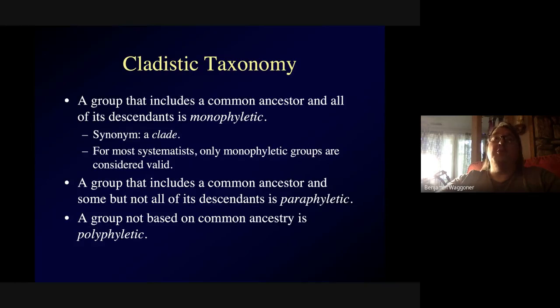So if we grouped whales and fish together in a grouping, that would be like Carl Linnaeus used to do back in the day. That would be a polyphyletic group.